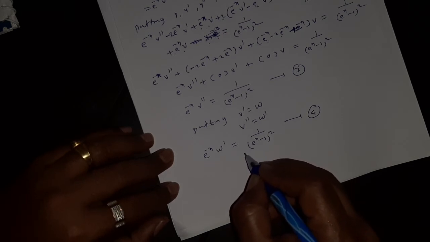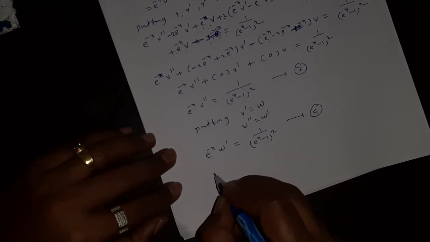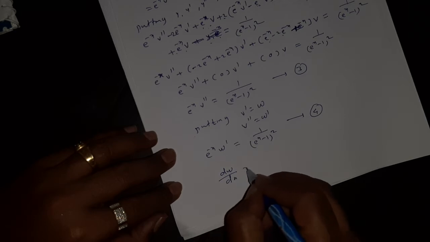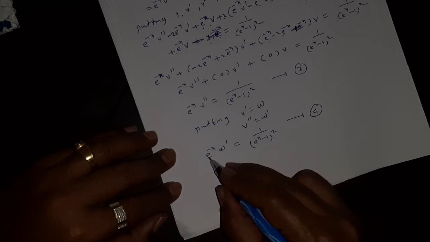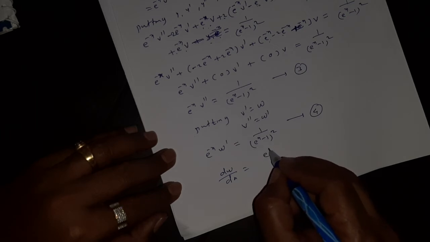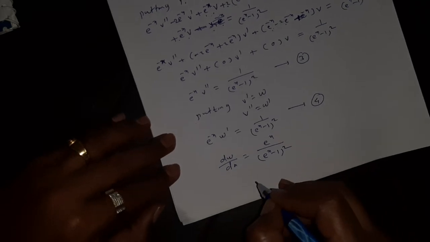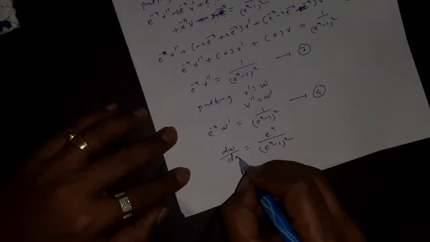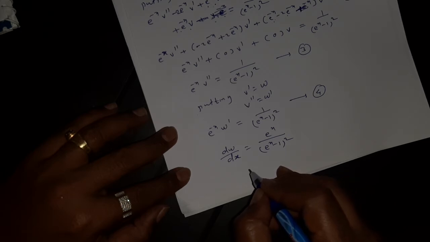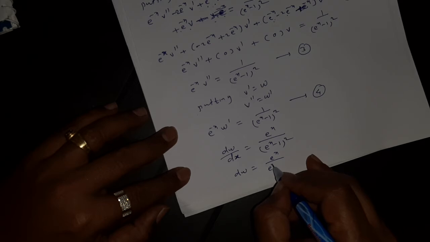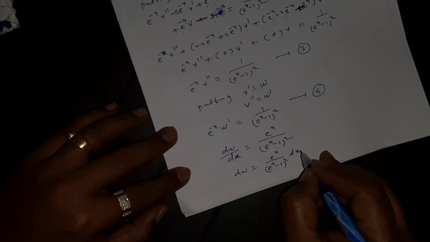Here this differential equation is in variable separable form. Shift this e raised to minus x. W dash means dw by dx. So e raised to minus x is shifted to the right side, then it becomes multiplied by e raised to x. So we have this step. This is the differential equation in w and x. The two variables are w and x. So separate the variables. Dw is equal to e raised to x divided by e raised to x minus 1 bracket square into dx.